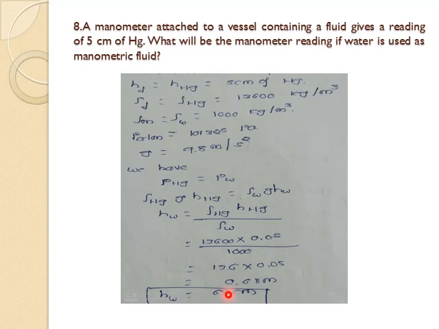You can observe the difference here. When you use mercury as manometer fluid, the height of the mercury will be 5 centimeter. When you use water as manometer fluid, the height of the water is 68 centimeter. So that is what the answer is.